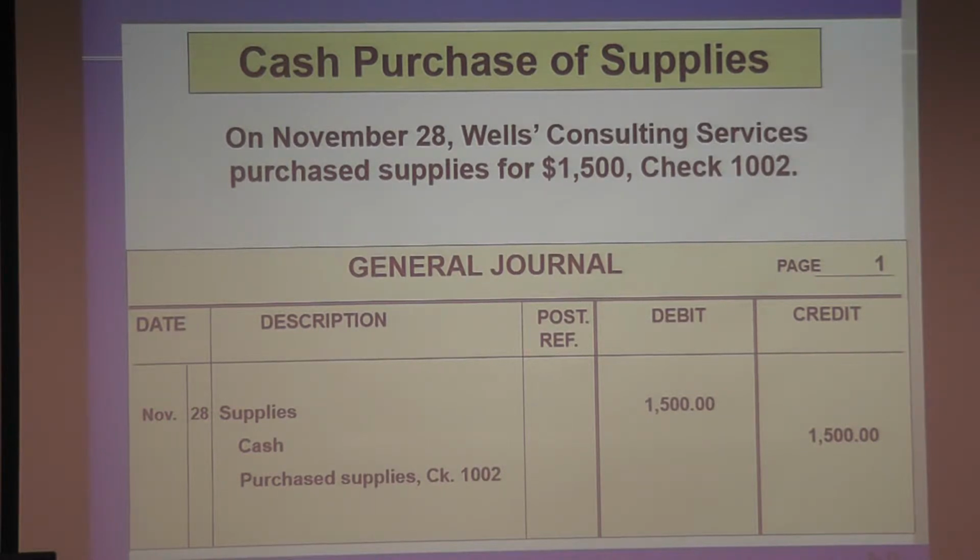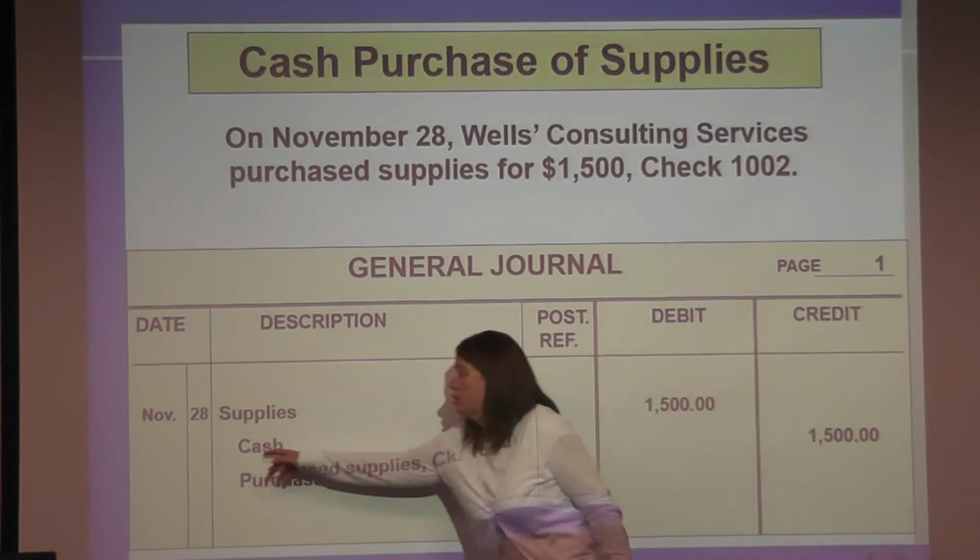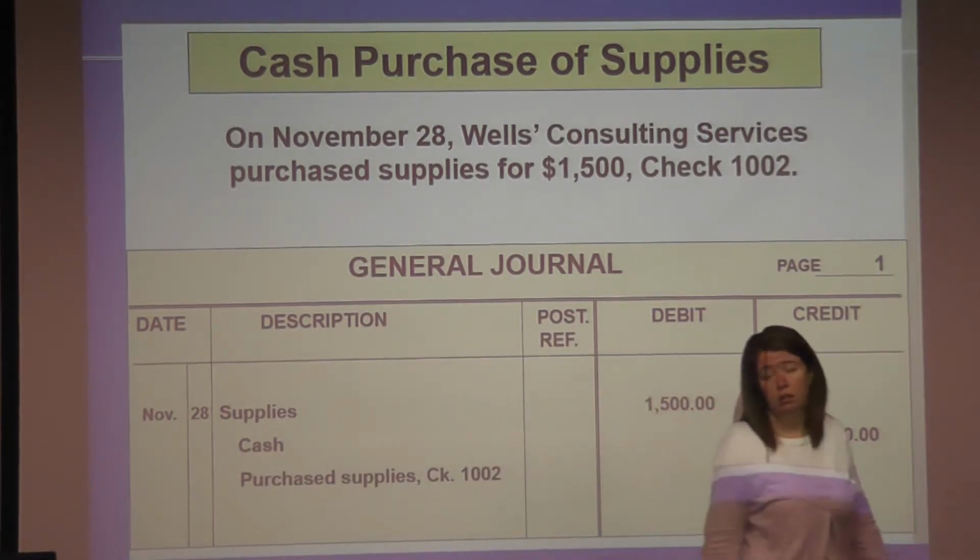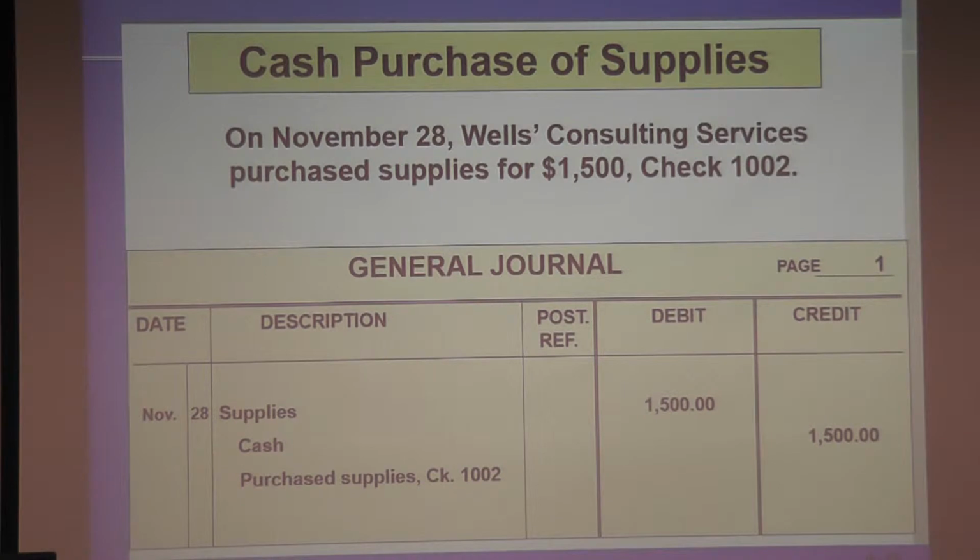Here's one more example. Purchase supplies. Debited supplies, credited cash. I don't think I can say this enough. Do not butt this credit up against that line. If you do it on the test, they will dock you points.